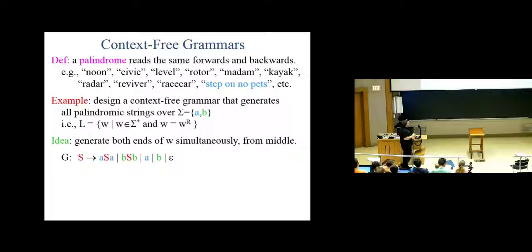Well, not too hard to do. Here's a grammar that does the job. S goes to aSa. Little a's in blue are terminals. They're characters in the alphabet. Or it goes to bSb, or to a, or to b, or to epsilon. So there are 5 production rules: 1, 2, 3, 4, 5.